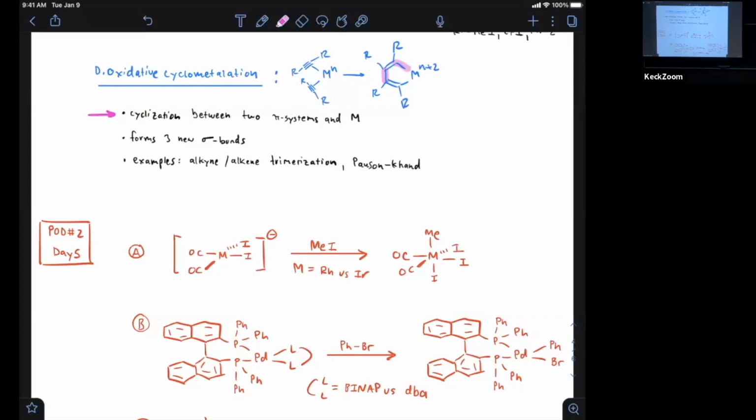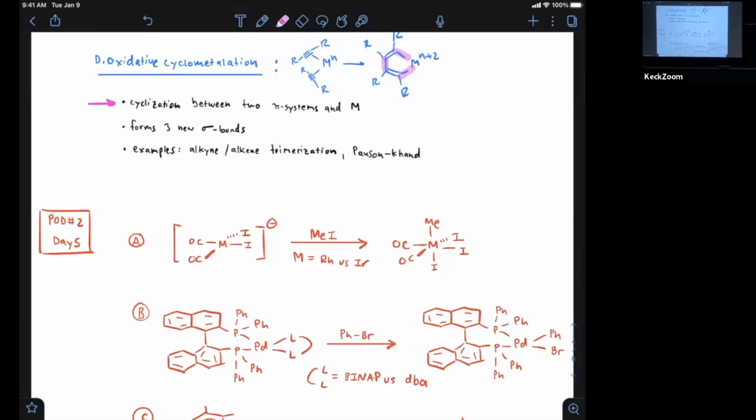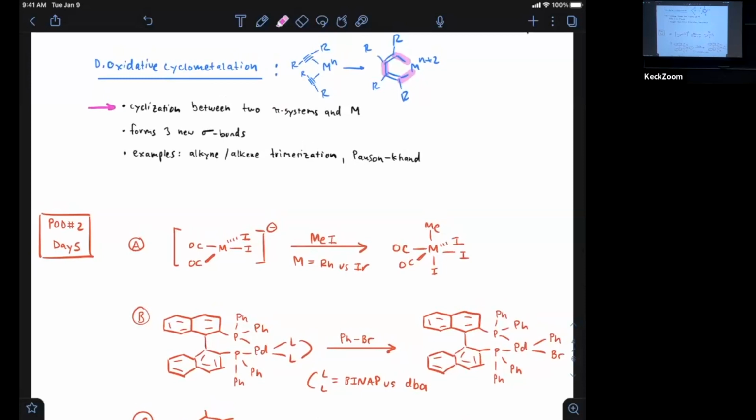And if this process looks somewhat familiar, that's likely because you've encountered it in catalytic processes like alkyne or alkene trimerization, the Pauson-Khand reaction. Many venerable reactions rely on this oxidative cyclometalation step. Okay, so that wraps up more or less the notes for day five.